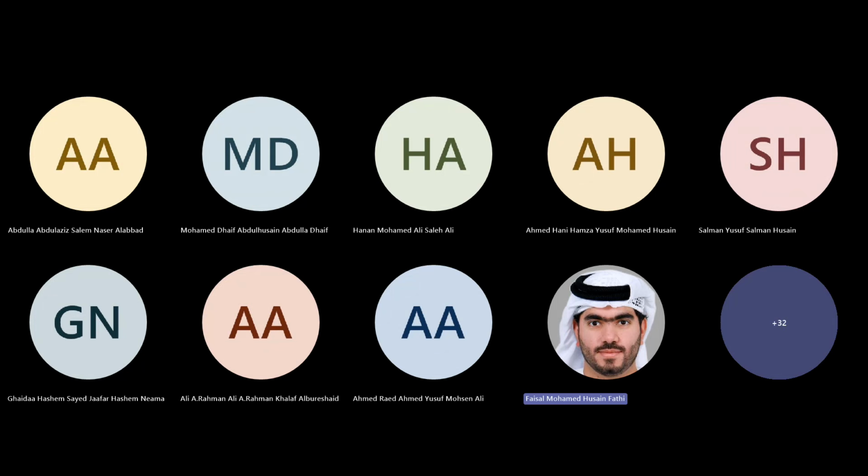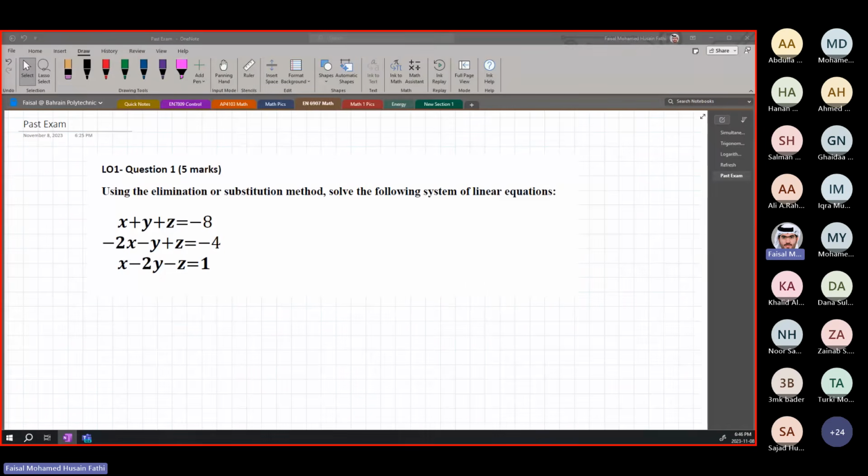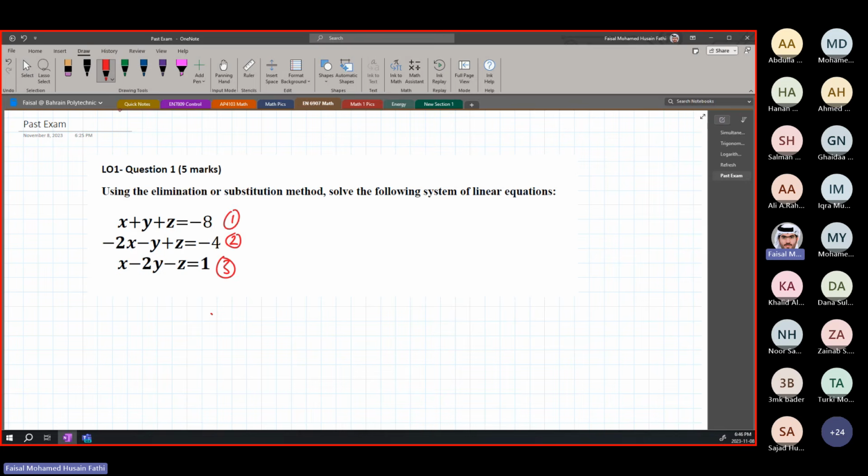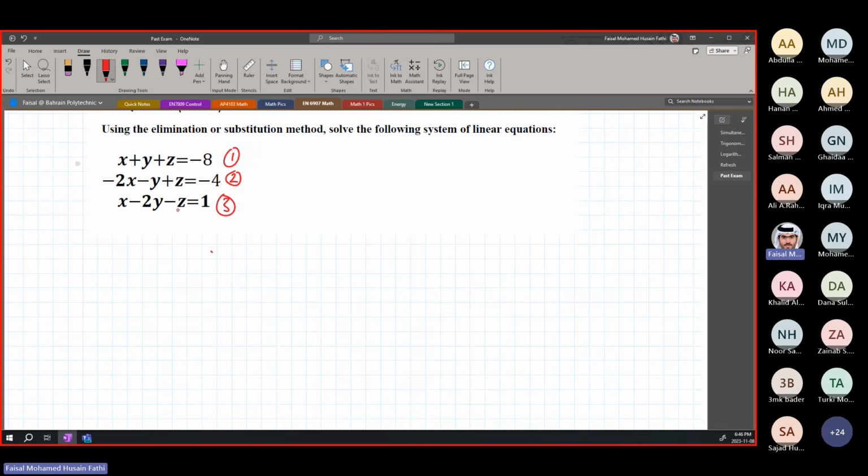Using elimination or substitution method, solve the following system of linear equations. As you can see, we have three linear equations: equation 1, equation 2, equation 3. And then we are going to use either elimination or substitution.